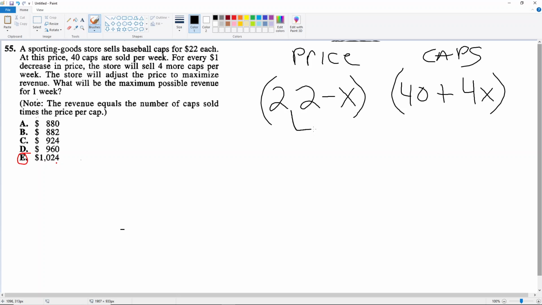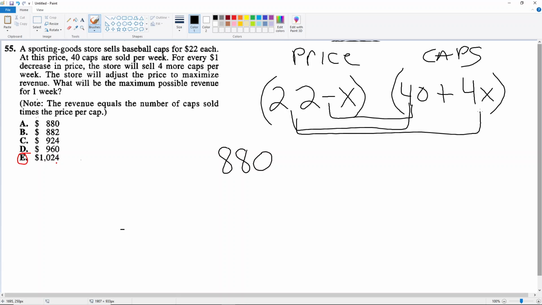So we have to do FOIL. 22 times 40, first times first. That's 880. Outside times outside, 4x times 22, that's plus 88x. Inside times inside, negative x times 40 is negative 40x. Last times last, negative x times 4x is negative 4x squared. And that's going to equal our revenue. That's the price times the number of caps. I'm going to show you another way to do this, but we might as well go through this.